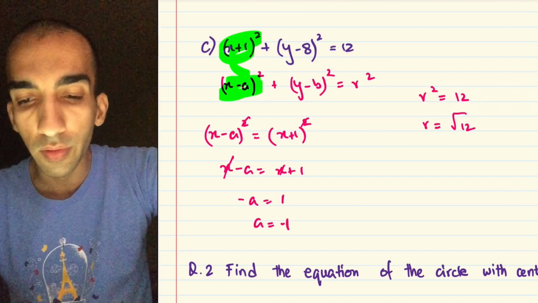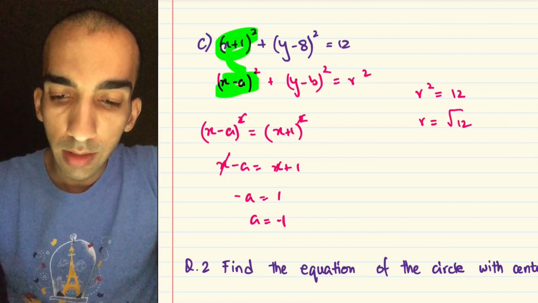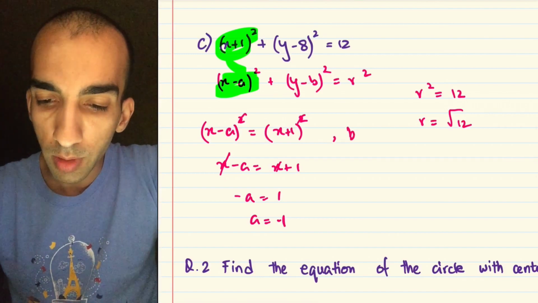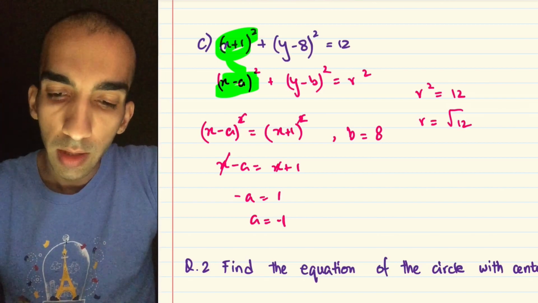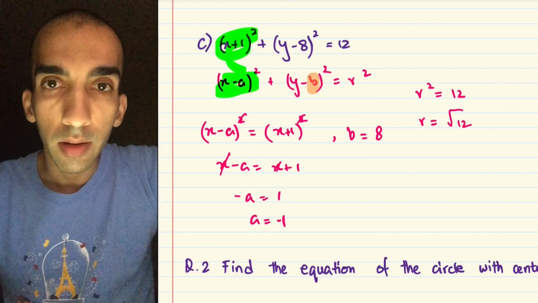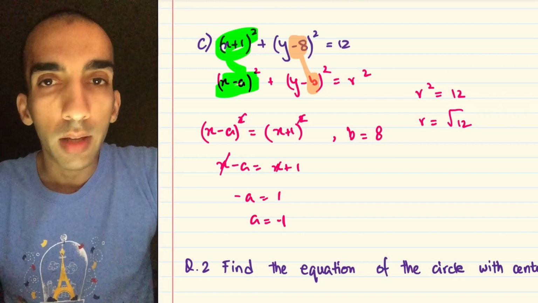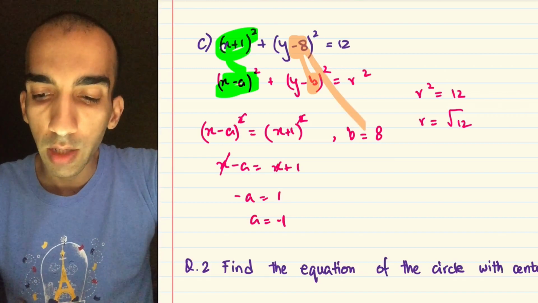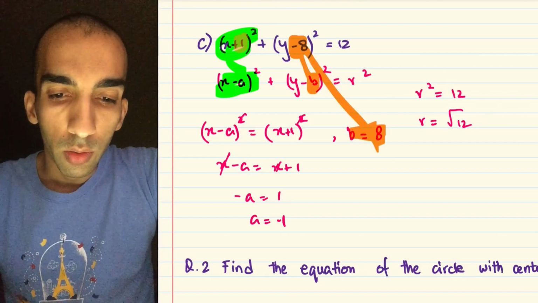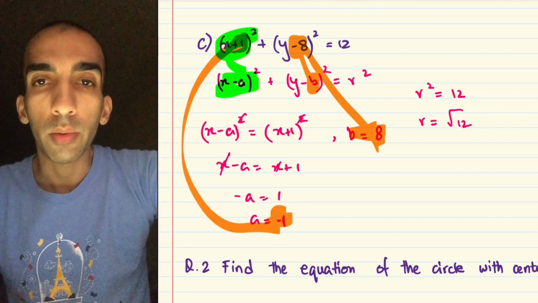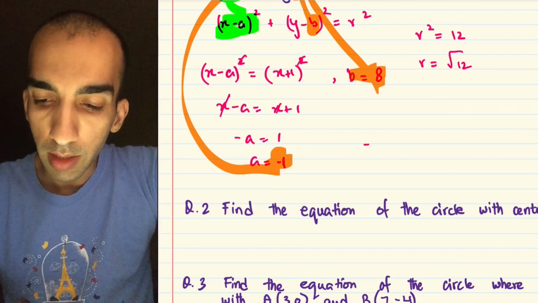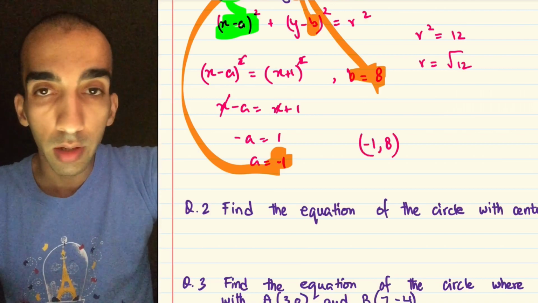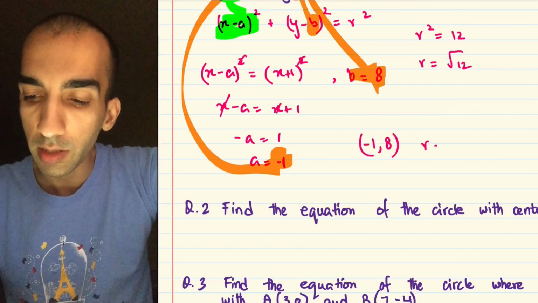Similarly, you can follow the process for b, or I can just write b is going to be equal to positive 8. Let's do a shortcut. Whatever value you have up there, just take the opposite sign of that and you end up with the answer. 1 should become a negative 1. It's as simple as that. So this is going to be negative 1 comma 8. That's the center of the circle, coordinates of the center of the circle, and the radius is square root of 12.